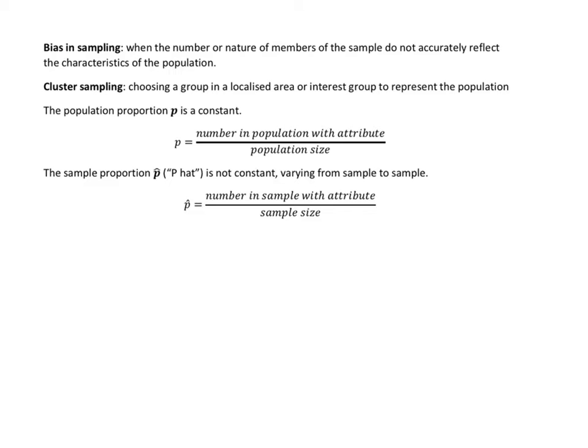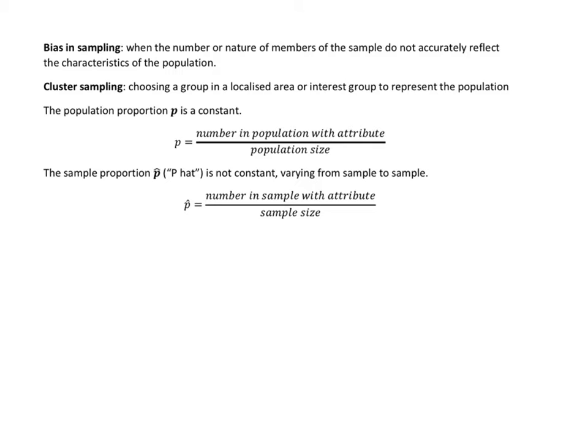Bias in sampling is not good. That means that not everybody in the sample has the same chance of being chosen. For example, you could stand outside a shopping centre and take a sample of people who are walking out, but that's not a fair sample. It's going to be biased for the people who have gone to that shopping centre.